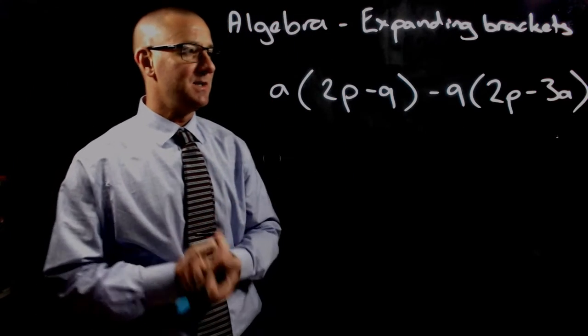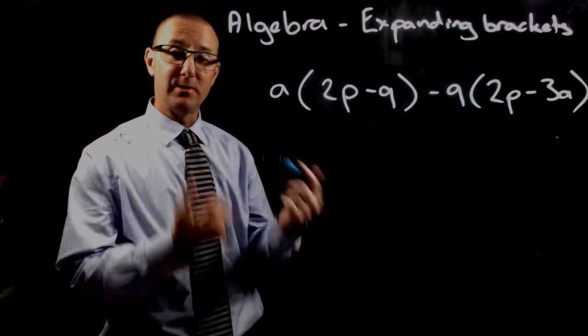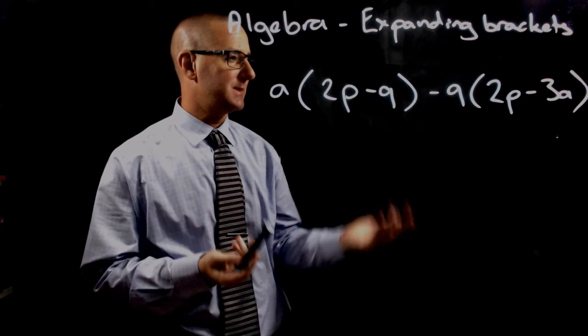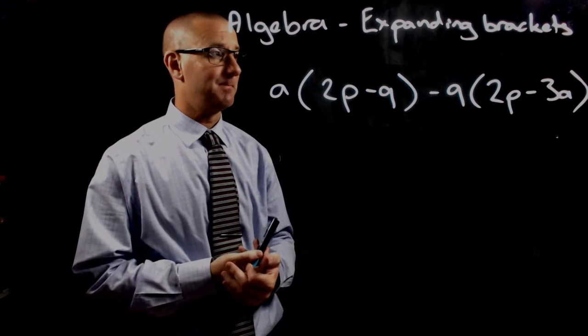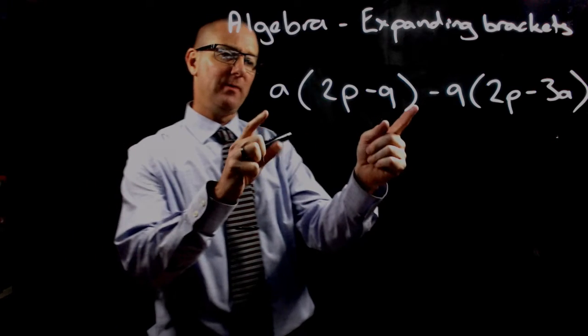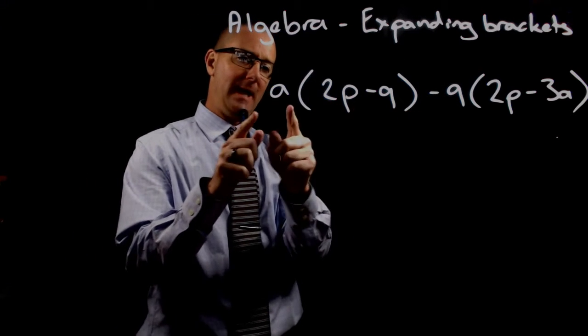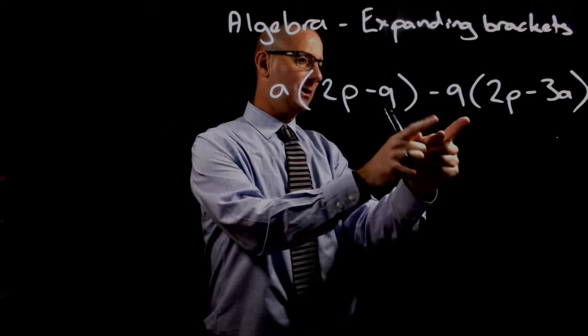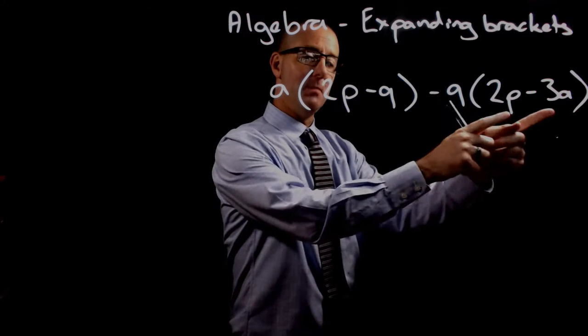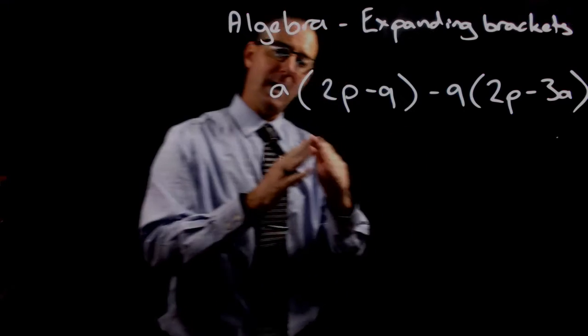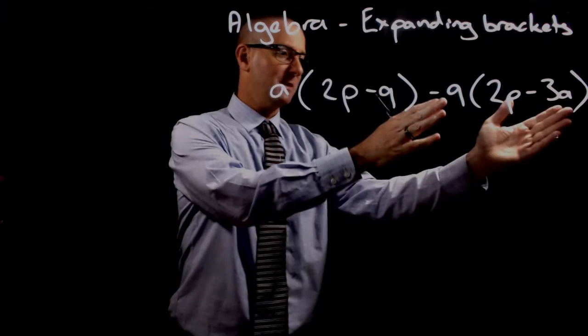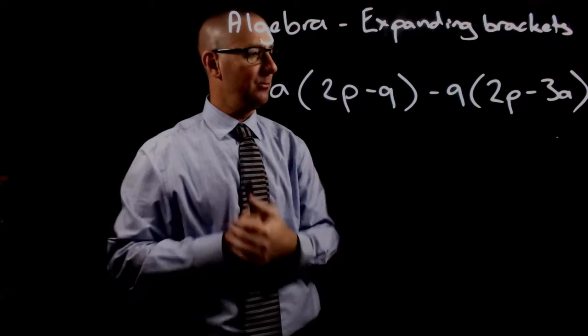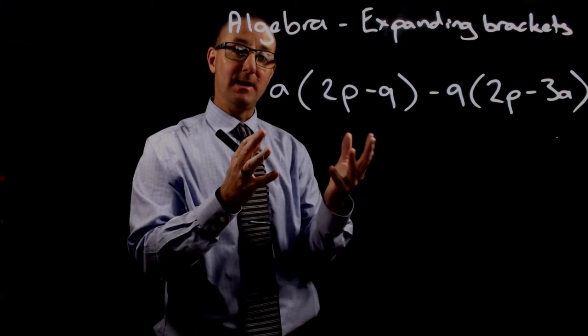Alright, here's another example of using algebra and the distributive law to expand our brackets. This time we've got two sets of brackets: a times 2p minus q, and then q times 2p minus 3a. After we've expanded both sets of brackets, we're going to have to group like terms and simplify.